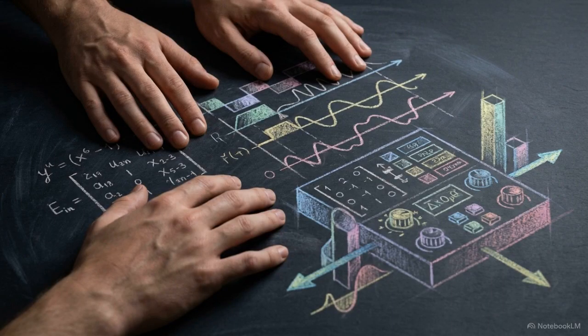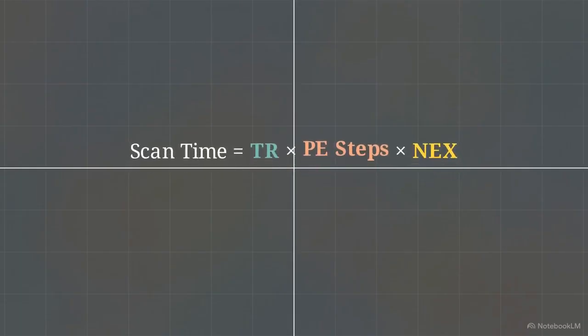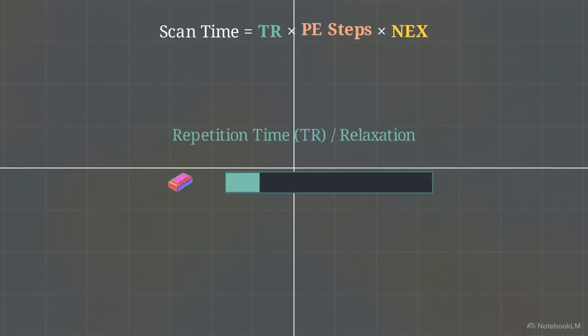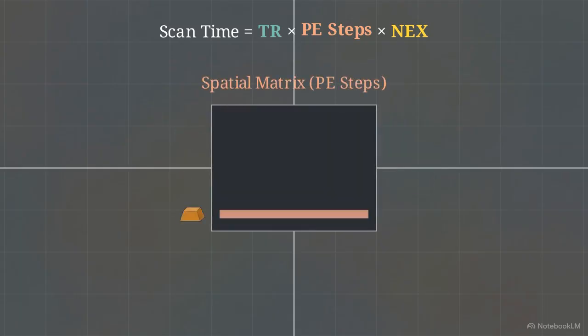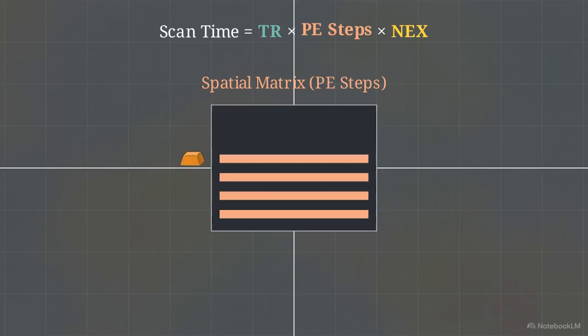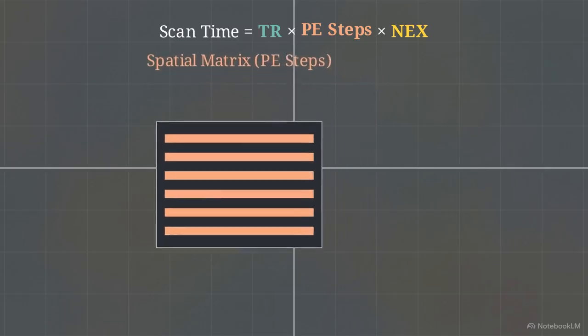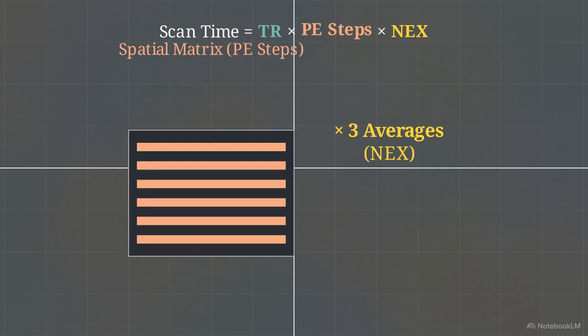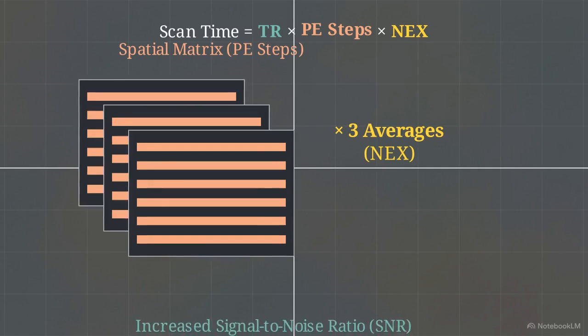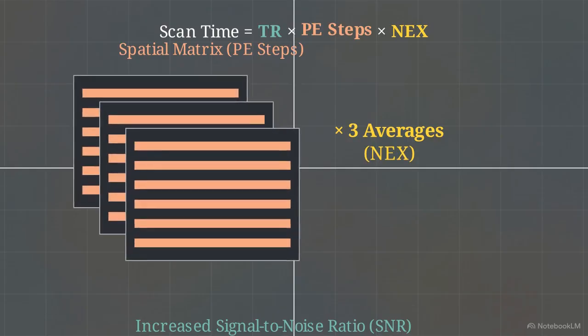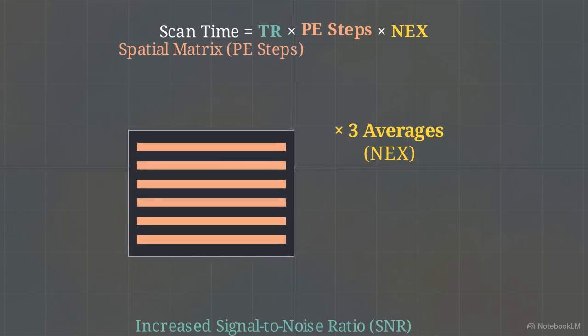Despite the variety of clinical protocols used in a modern radiology department, every scan's duration is governed by a single physical equation. This is the scan time equation. Total time equals TR multiplied by phase encoding steps multiplied by the number of signal averages. TR, or repetition time, is the mandatory waiting period between sequence cycles, allowing for necessary longitudinal relaxation. Phase encoding steps represent the total number of individual data lines required to fill the spatial matrix, and NEX, the number of signal averages, serves as a repetition multiplier used to increase the signal-to-noise ratio.